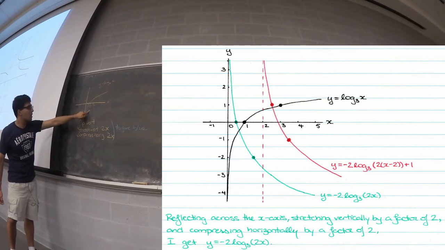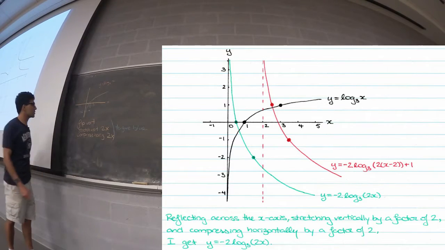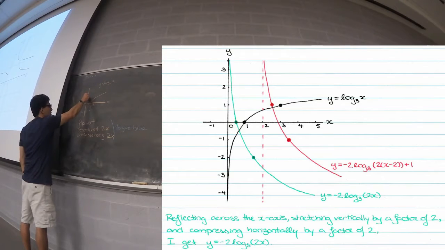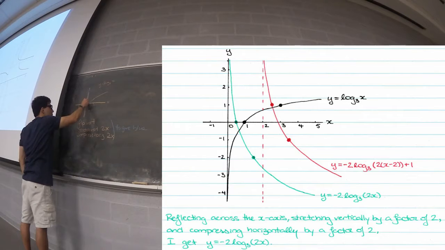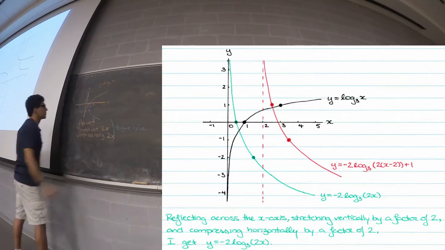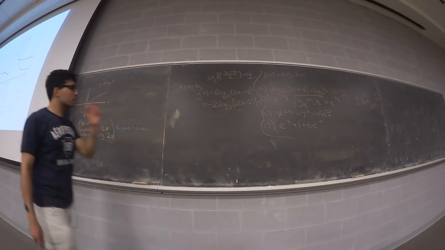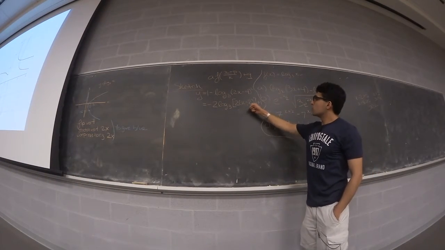We had an asymptote here. We can look at that as well. Flip vertically does nothing. Stretch vertically does nothing. Compress horizontally does nothing. It's where it was before. So this is what it's going to look like. Ish. Okay, almost there. Shift right 2, up 1.